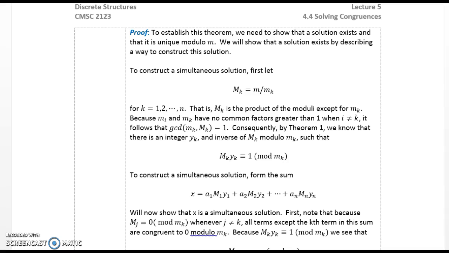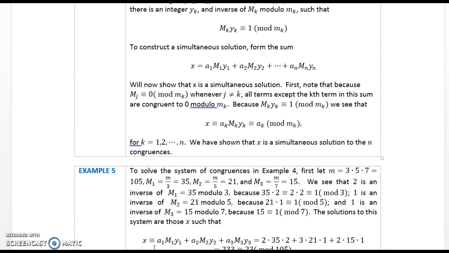Consequently, by theorem 1, we know that there is an integer y sub k, the inverse of capital M sub k modulo little m sub k, such that big M sub k y sub k is congruent to 1 modulo little m sub k. To construct the simultaneous solution, form the sum x is equal to a1 M1 y1 plus a2 M2 y2 plus all the way on out to an Mn yn.